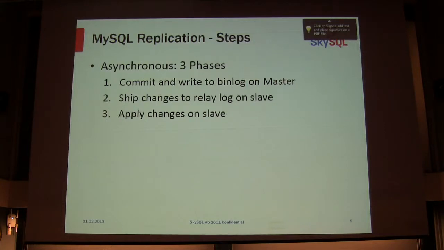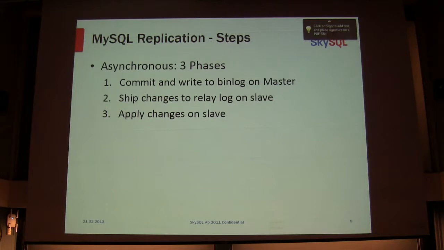Right. And it's completely non-synchronous, so it's actually three steps. When you create a transaction, it's written to the bin log on the master. The second step is to ship the transaction to the slave, and the third step is to actually write that transaction on the slave. So it's a three-step process for a transaction going from your client to the slave. And if something fails, the transaction might or might not be on your slave, right?